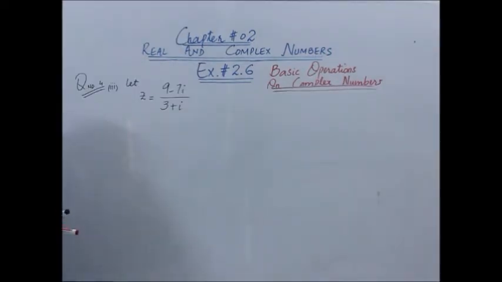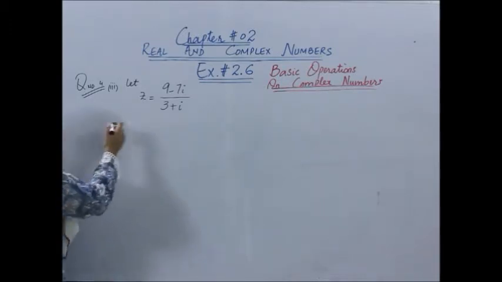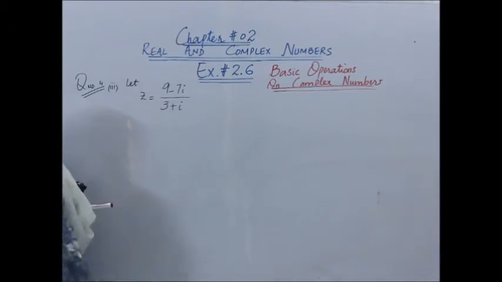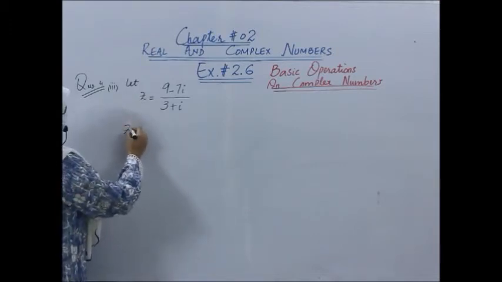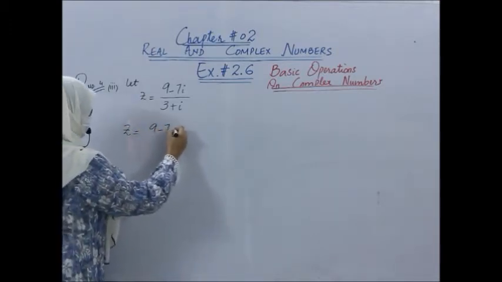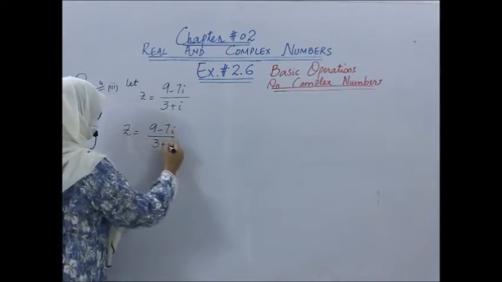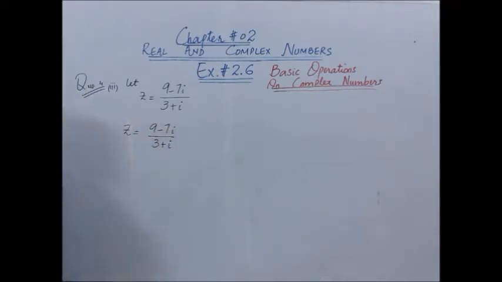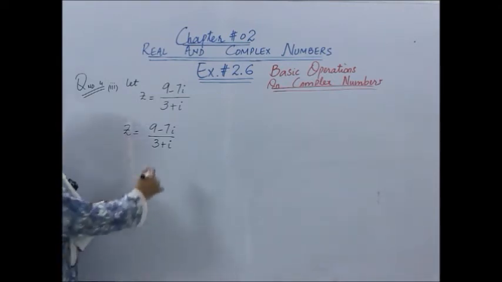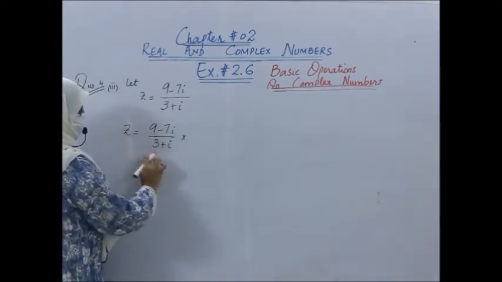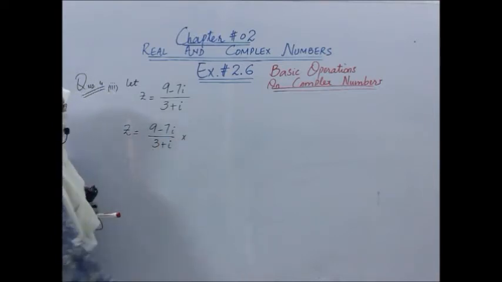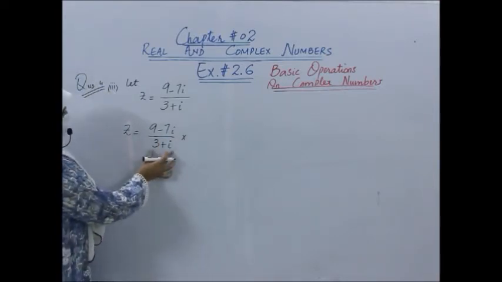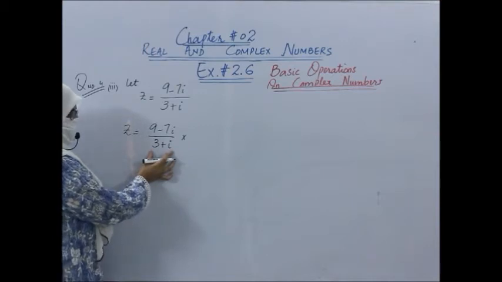Okay students, now question number 4 is about the division of the complex numbers. So students, let us see how to divide two complex numbers. Here, for our convenience, we have supposed a given number as z. So the first step of this question is you will multiply and divide the given fraction with the conjugate of the denominator. What is the conjugate of the denominator over here? 3 plus iota. Conjugate of 3 plus iota would be 3 minus iota.